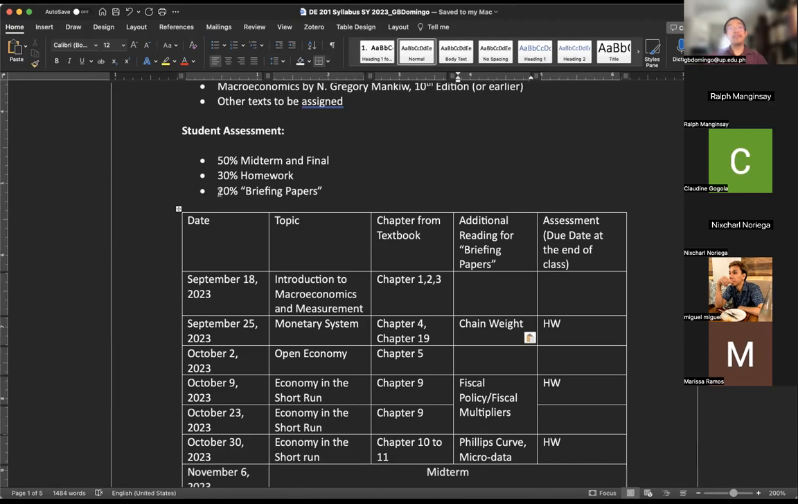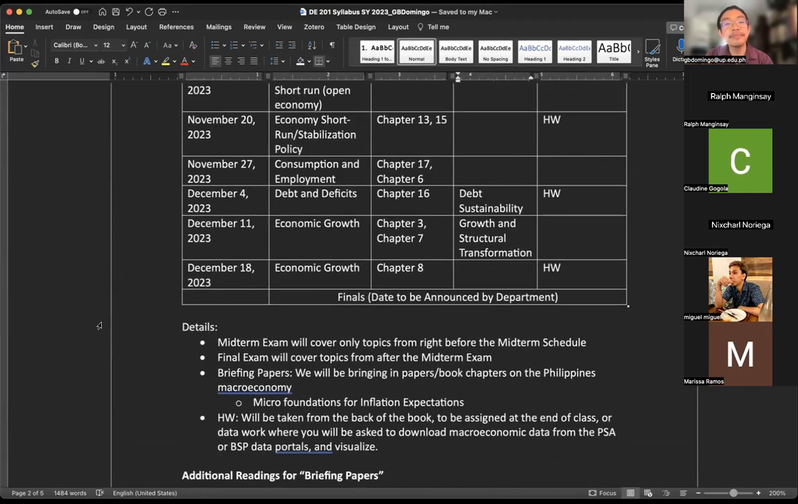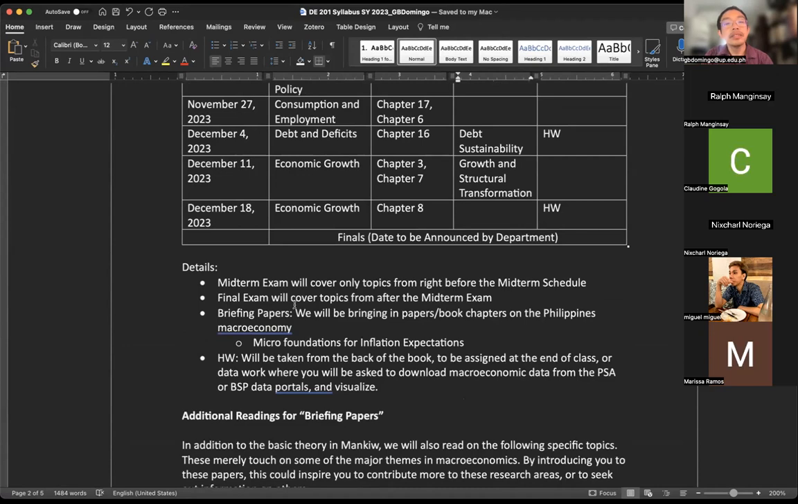And then finally, you've got the briefing papers. So we are about 8 people here. I'm glad. So because konti lang tayo, we can really do this. This will be like the journal club part ng class natin. Okay? Oh yeah, this is basically what I talked about. Homework taken from the back of the book or assigned at the end of class or data work where I'll ask you to download actual data, process, plot, you know. Briefing papers, we'll be bringing in papers or book chapters on the Philippine macro economy.